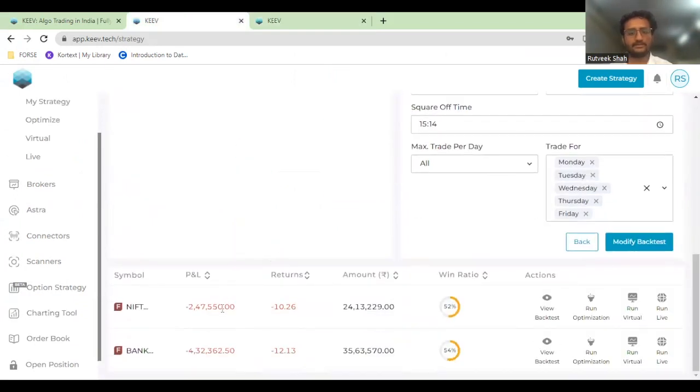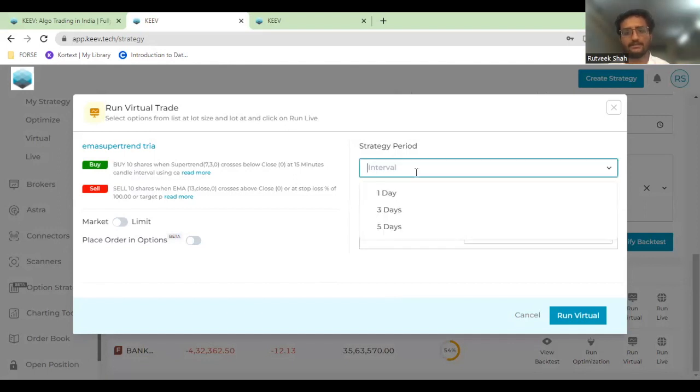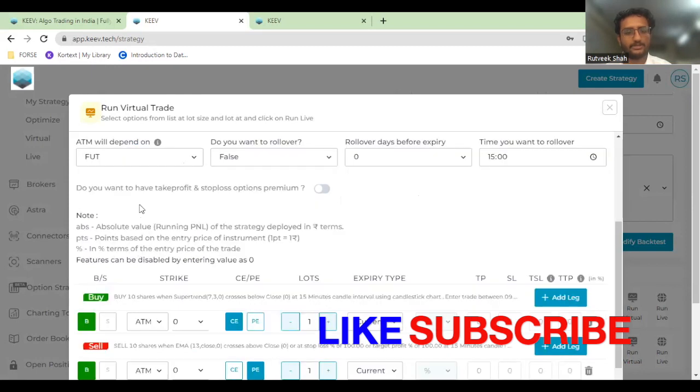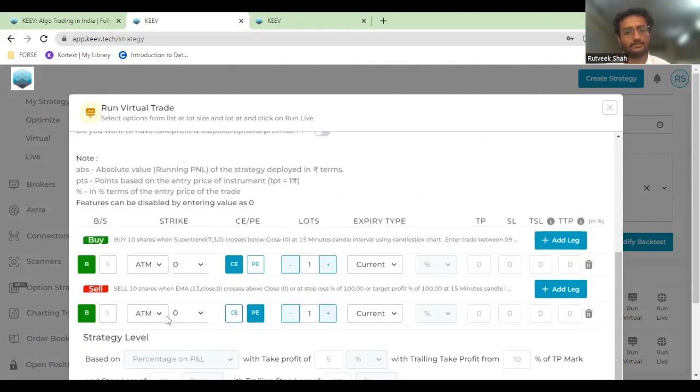So here we can see that the backtest results are not that good, but the win ratio is very high. So the win ratio is going to help us. Win ratio basically tells us that even though we are making a bit of loss, our idea behind the trade is right. And let's say, for example, we are trading virtually here. To show you an example, the strategy should be deployed for a day. The ATM should be dependent on the futures, because as we saw on the chart earlier, it was the futures chart. And so this is basically the buy and sell side of the trade.